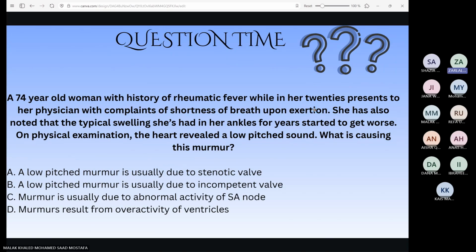Okay, another question. A 74-year-old woman with a history of rheumatic fever in her 20s presents to her physician with complaints of shortness of breath upon exertion. She has also noted that a swelling she's had in her ankles for years has started to get worse. On physical examination, the heart revealed a low pitch sound. What is causing this murmur? Any answers?